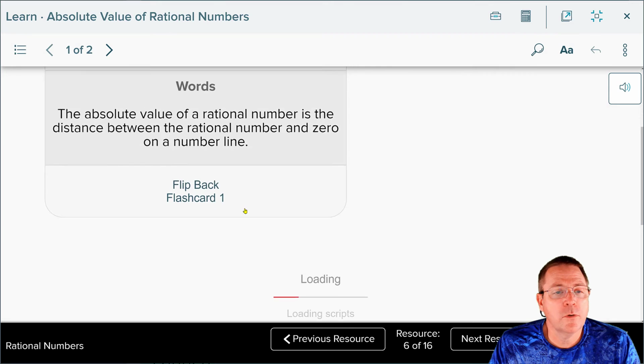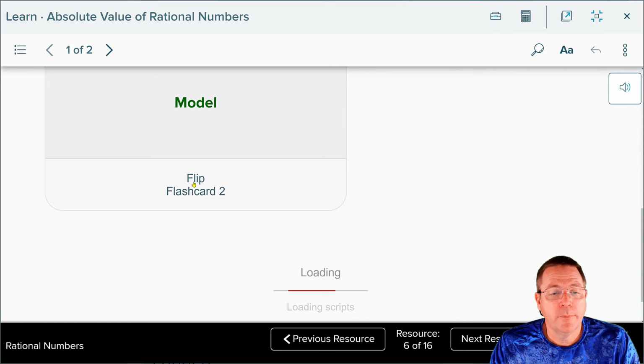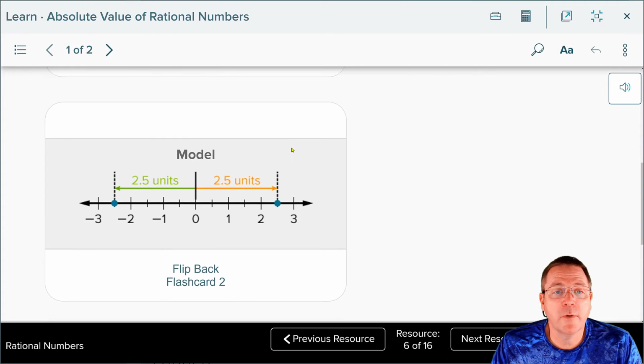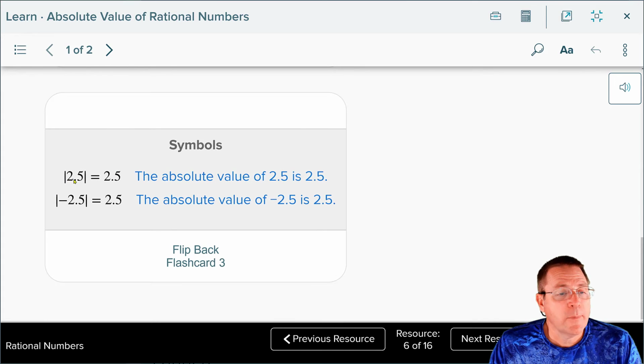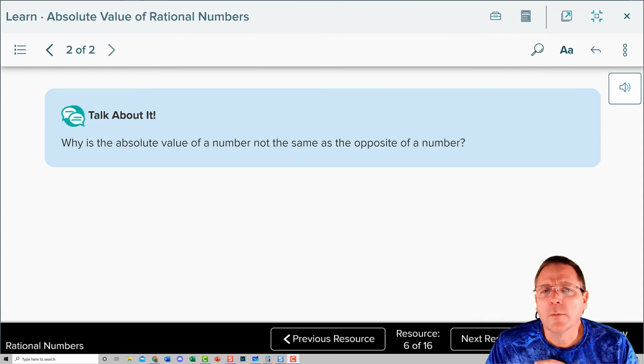So, looking at this in words, use our flip card. The absolute value of a rational number is the distance between the rational number and 0 on a number line. Looking at it with a model, you can see that negative 2.5 and positive 2.5 are both 2.5 units from 0 on the number line. And looking at it in symbols, the absolute value of 2.5 equals 2.5. The absolute value of negative 2.5 still equals 2.5. All we're doing right now, guys, is applying what we already learned about absolute values to our rational numbers in decimal form.